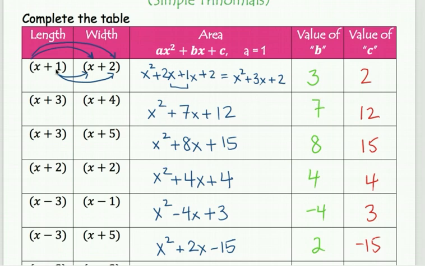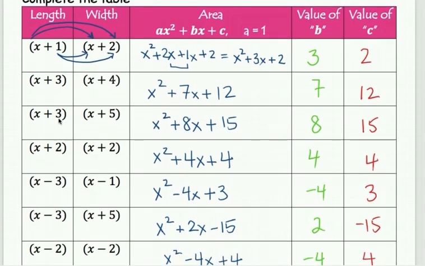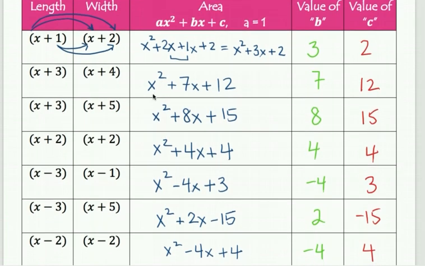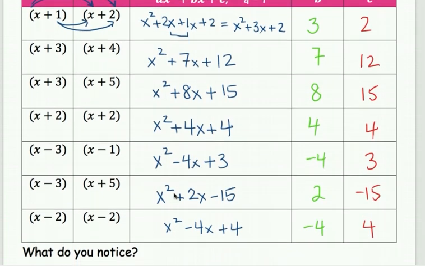So is that what we're seeing with everything else? So let's look at the first one, 1 and 2. If I add them, I get 3. 1 times 2, I get 2. Okay, here's the next one. 3 plus 5 makes 8. 3 times 5 makes 15. Okay, so hopefully you're starting to see a pattern here that for the middle one, if you just add the two numbers out here, you get the middle one. And for the last number, if you multiply the two numbers, you get the last term. And the first term is always x squared, x squared, x squared, okay?